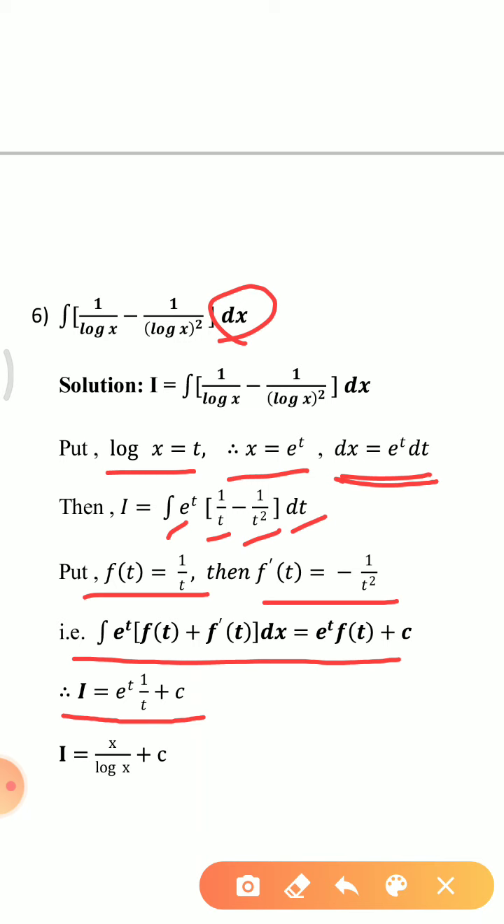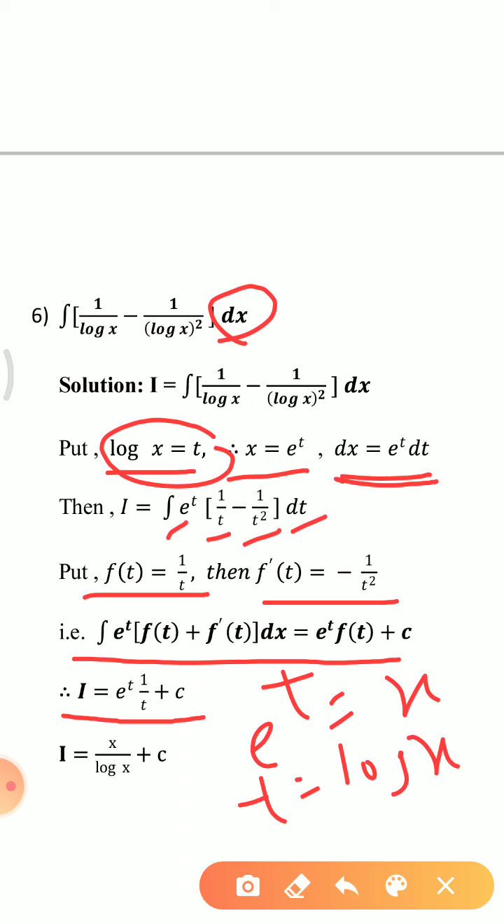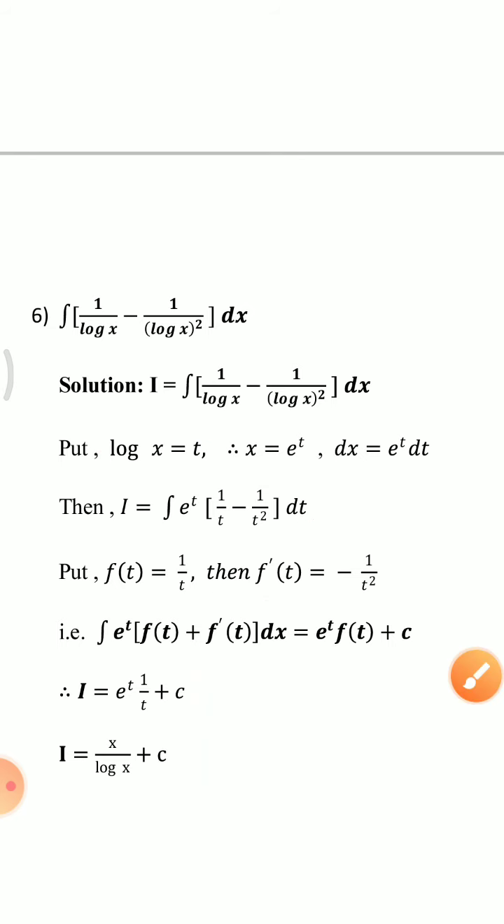After that we put back the value of t. Since t is log x, e raised to t is equal to x, and t is equal to log x. That means I is equal to x upon log x plus c. So the integral of (1 upon log x minus 1 upon (log x)²) is equal to x upon log x plus c. The remaining questions of exercise 5.5 are for you to practice.